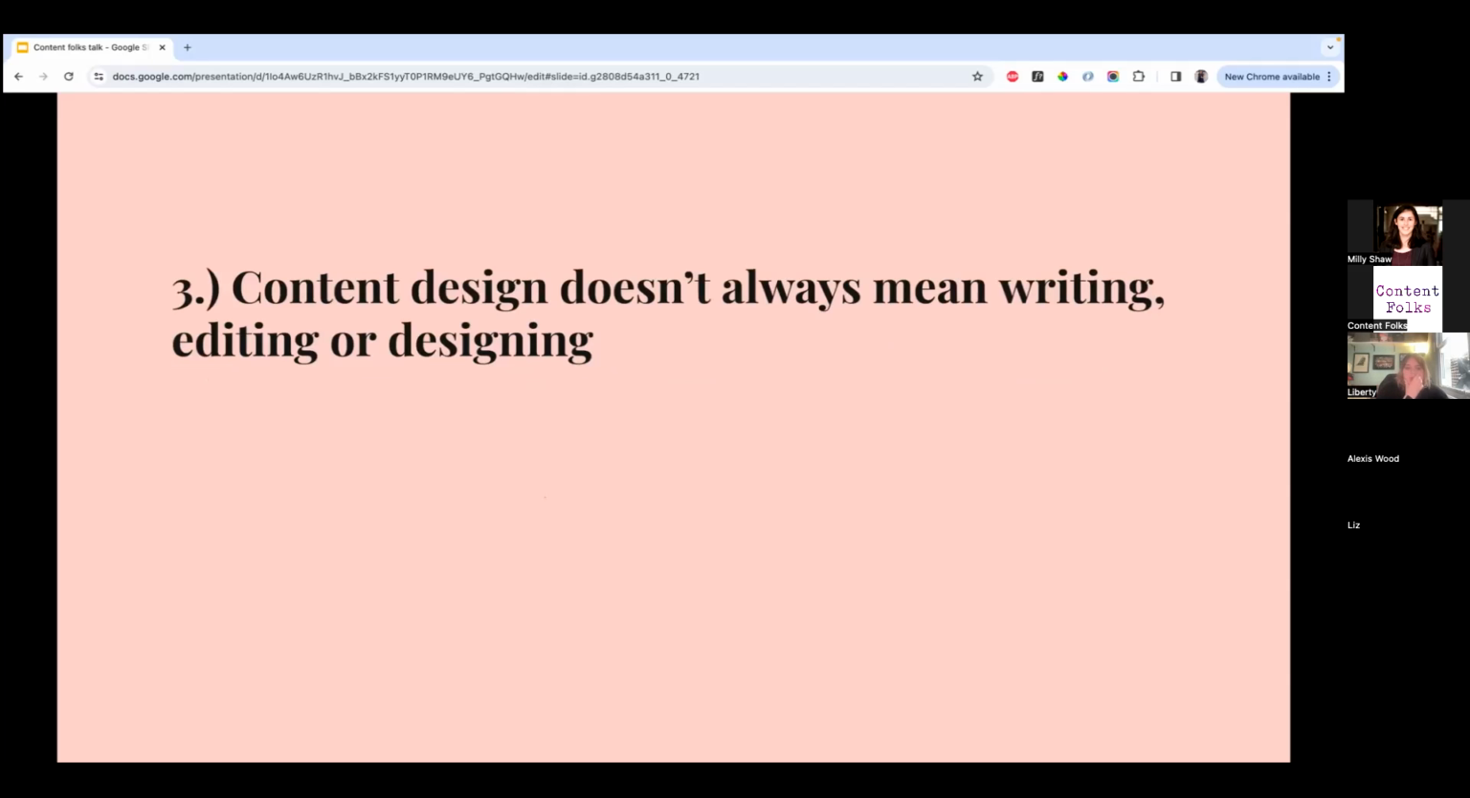The next point is that content design doesn't always mean writing, editing, or designing. I think in the early days of my career, if I wasn't physically writing content or iterating designs in Figma, I felt like I wasn't really doing content design. In reality, this is often the smallest part of our job. Showing up to meetings, being a productive member of a product team, learning, thinking, making suggestions, especially in the earlier days of the project, is a massive part of the content design job.